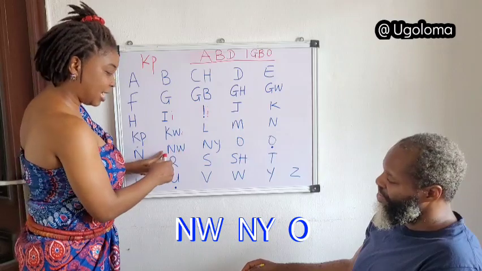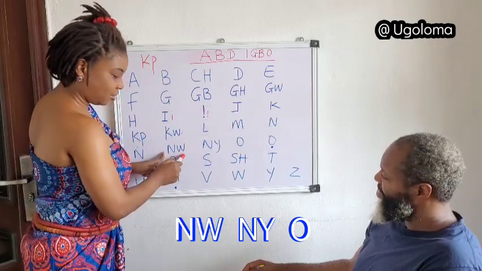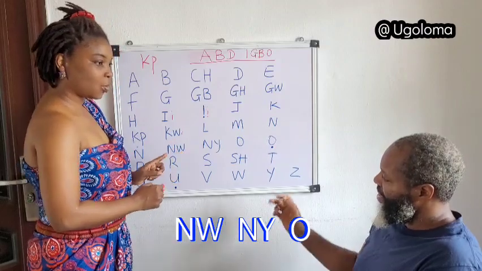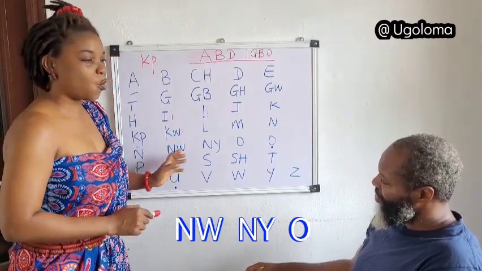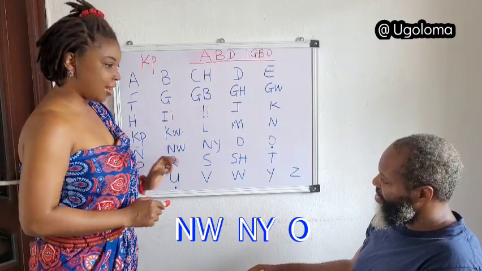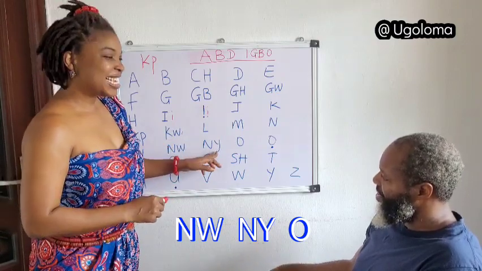And a W. So ni. Mwe. Mwe. Mwe. Mwa. Mwa. Mwe. Ni.